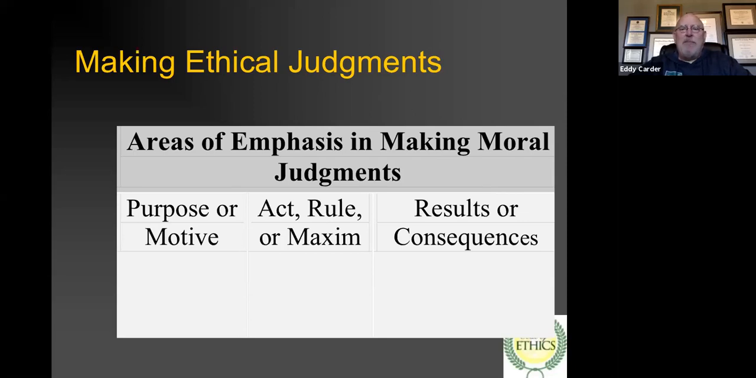We can evaluate a person's making moral judgments by an act or a rule or a maxim. And that would be something to the effect of Mr. Kant, once again, the categorical imperative: act in such a way that you would will that everyone act in that same way in the same moral situation. That is a rule or a maxim by which Kant says moral behavior should be governed. Then we can also assess moral behavior based on results or consequences.